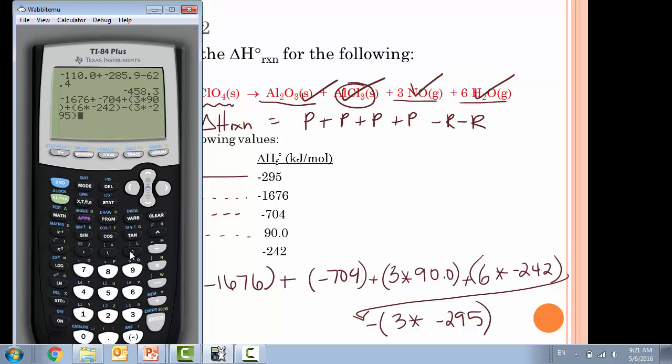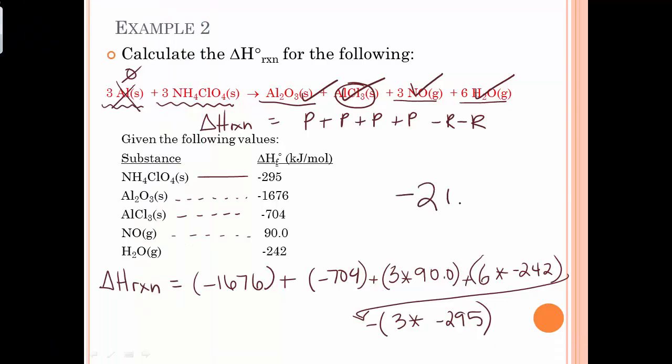Now on this one, it looks like I can only answer to the ones place for sig figs, and luckily it kind of works out that way. So negative 2,677 is my answer. Negative 2,677 kilojoules.